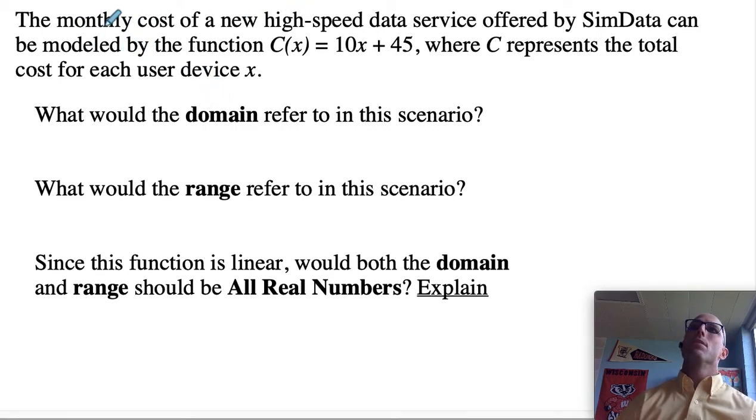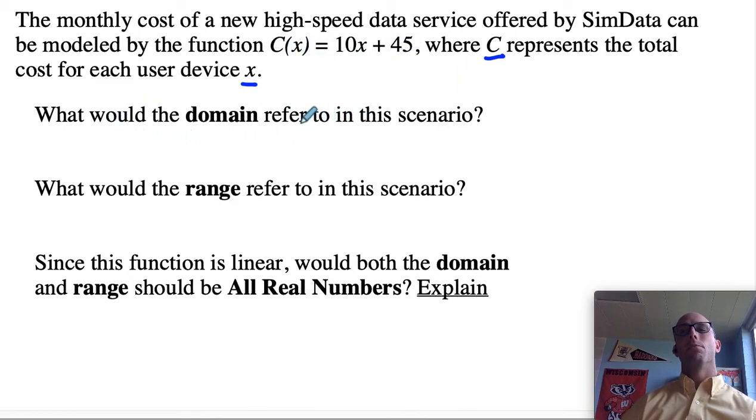This problem says the monthly cost of a new high-speed data service offered by SimData can be modeled by the function c of x. This is function notation, which we're working with a little bit. C of x equals 10x plus 45, where C represents the total cost for each user device x. So here are my variables being represented in this function.